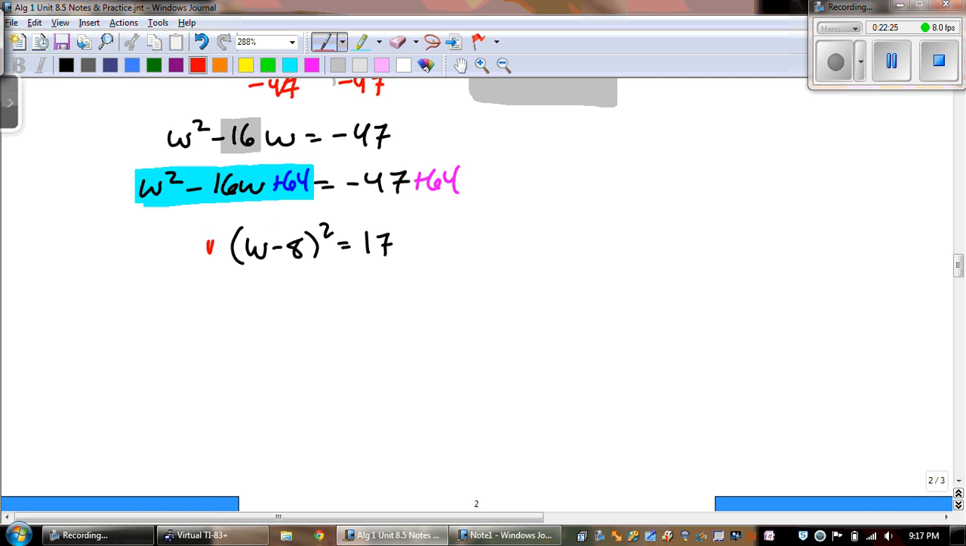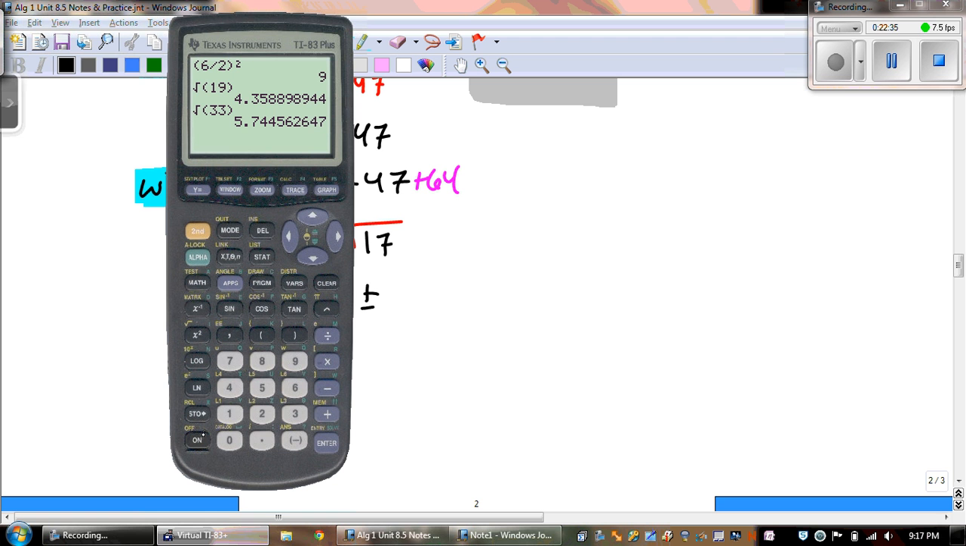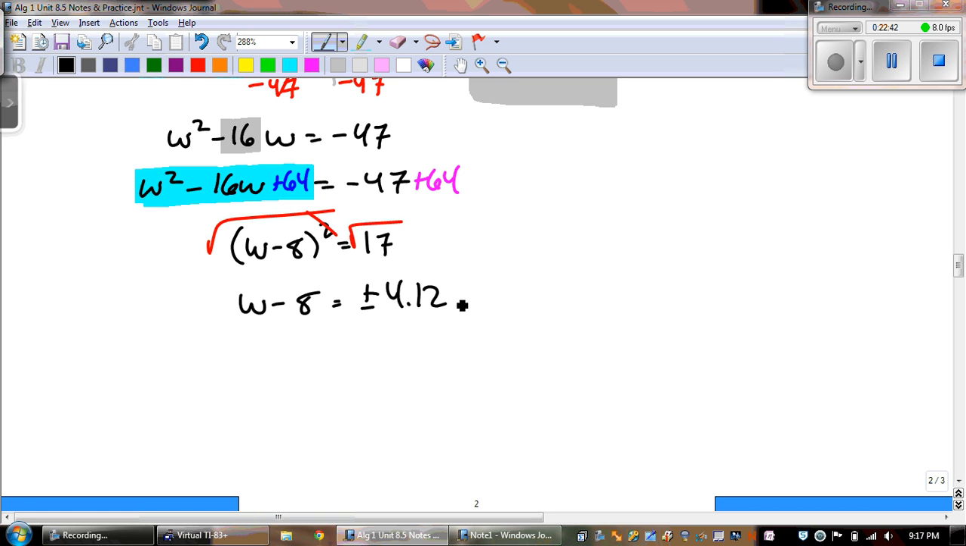now we're at inverses. We take the square root of both sides. We get w minus 8 equals plus or minus the square root of 17, 4.12. And then we add 8 to both sides. And then if you want to write down what we're doing to solve that, we have negative 4.12 plus 8 and 4.12 plus 8. That's how we get those two answers.